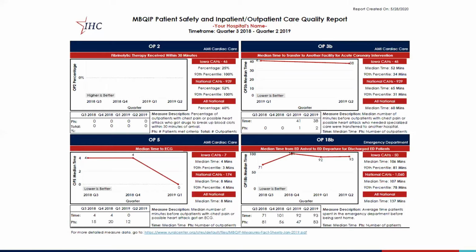Over to the right of the run chart, you'll see the Iowa Critical Access Hospital median time and 90th percentile, followed by the national critical access hospitals and the all national hospitals. Each one of these boxes will give you a little reminder of what the measure description is and what the time and the patients are looking at.